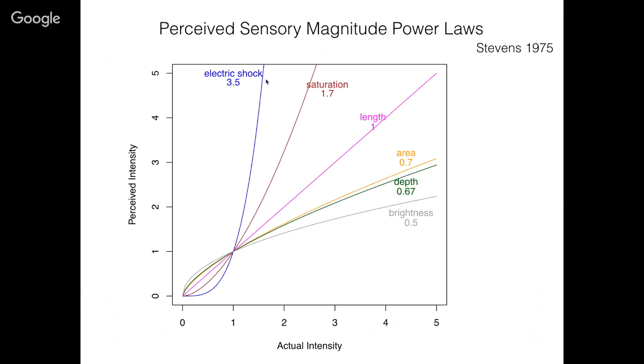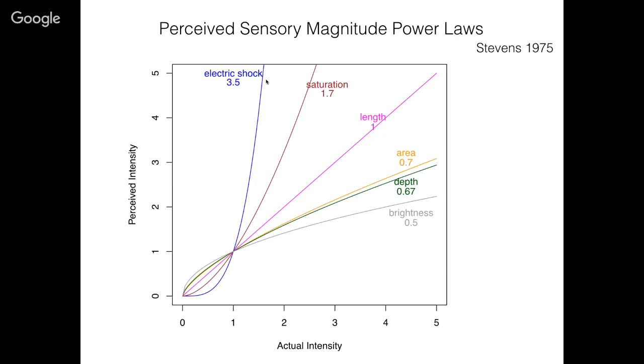This has come from a guy called Stevens back in 1975. He's one of the fathers of psychophysics. And these are power laws. They're experimental, so clearly they're not as perfect as this. But this is basically what happens when you change the intensity of saturation or brightness in color, or the length, or an electric shock.